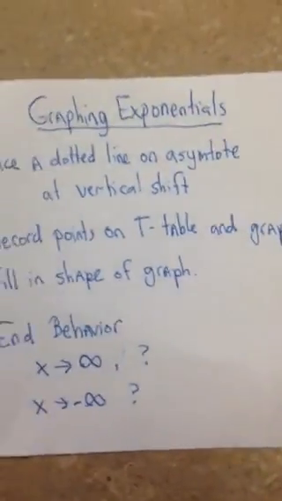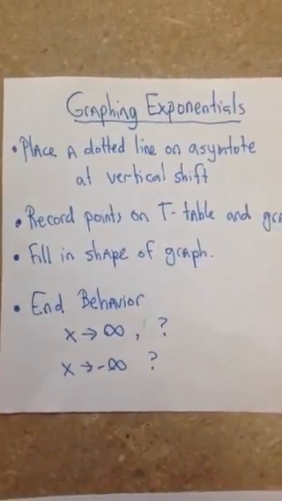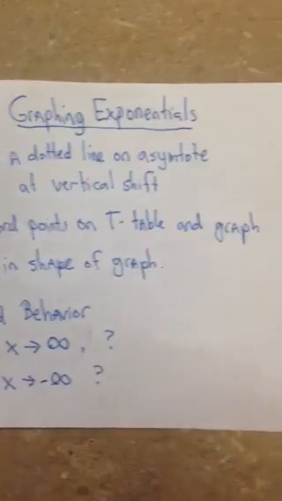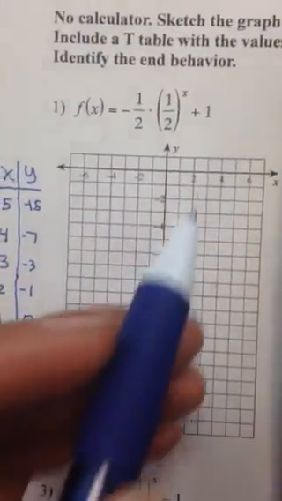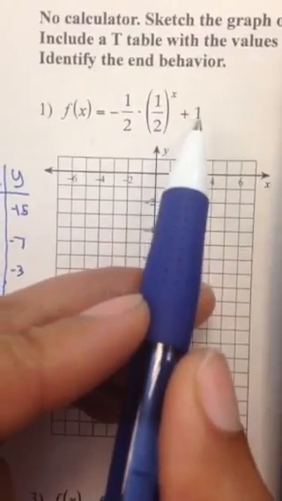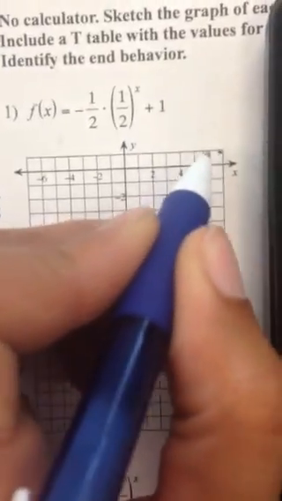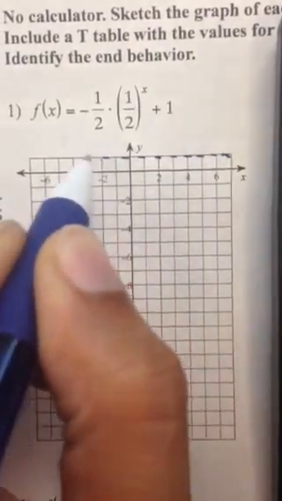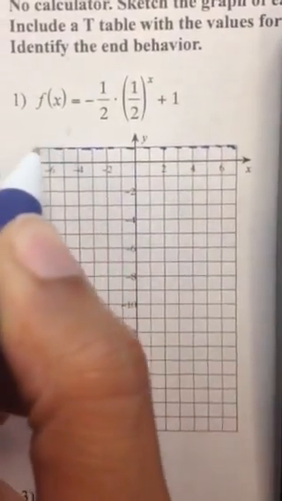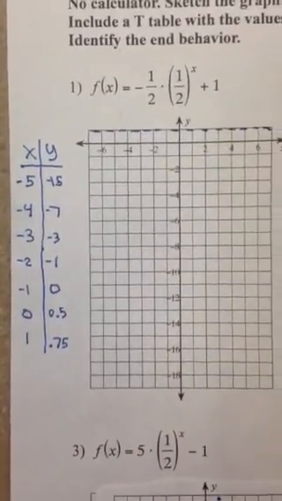When we're graphing exponentials, the first thing we're going to do is place a dotted line on the asymptote at the vertical shift. So here I can see that this function has been shifted up 1. So since it's going to be up 1, we're going to have a dotted line here's our asymptote right at 1. Okay. Now we're going to plot the vertical shift.